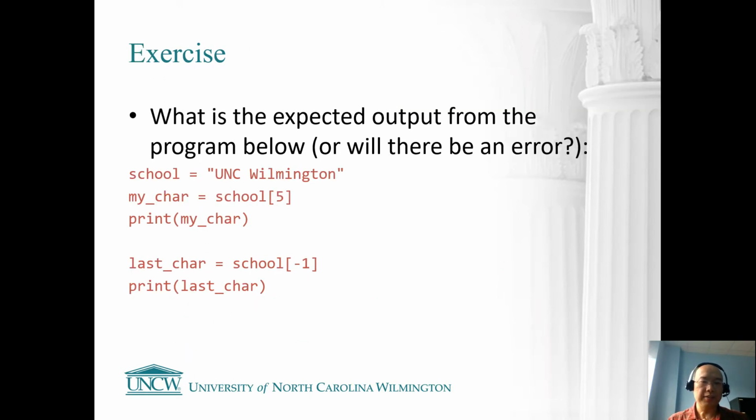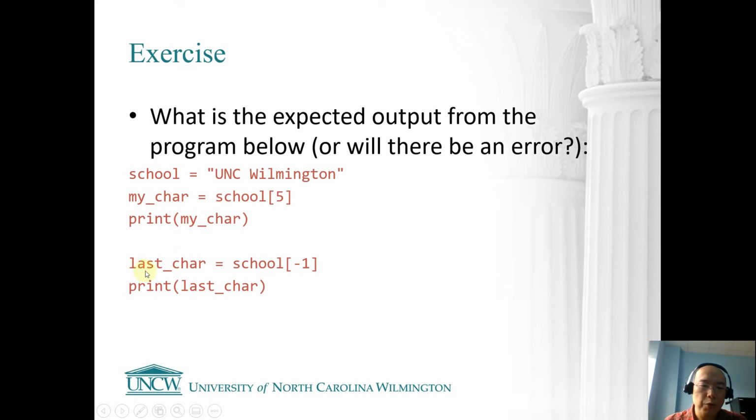So here's another exercise. We have a string UNC space Wilmington, and if you want to get index 5, what is the character? Go ahead, count by yourself. Okay, so that is index 0, index 1, 2, 3. Index 3 is a space, but that is one character. Then 4, 5, right? So index 5 should be I. Then I do my char equals school with square bracket 5. So my char will be one character, I.